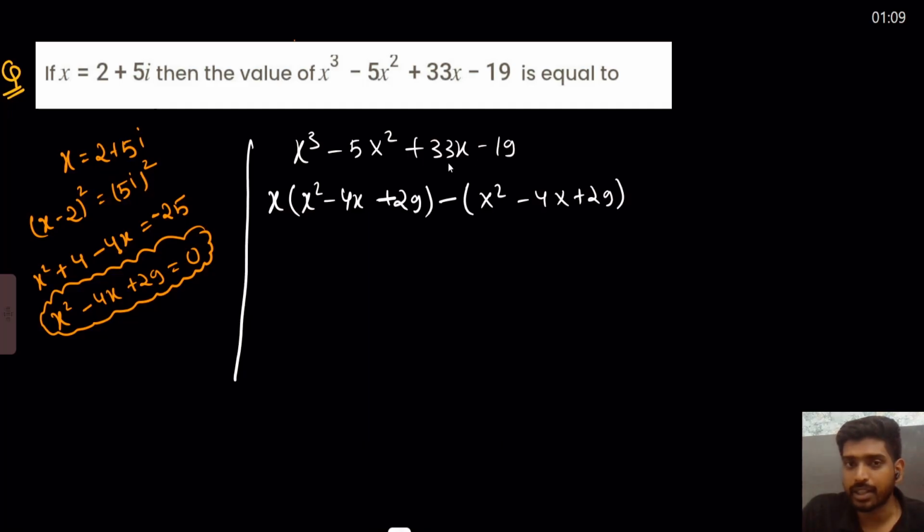Now this plus 33x. So x multiplied by 29 will give 29x, and minus multiplied by this minus 4x will give 4x. So 29x plus 4x is equal to 33x. So this is automatically balanced. Now we'll check for the constant term. We'll not get any constant term from here, so we'll check from here. Minus 1 into 29, minus 29 is there. But we want minus 19. So what will we do? We will add 10. Any doubt?